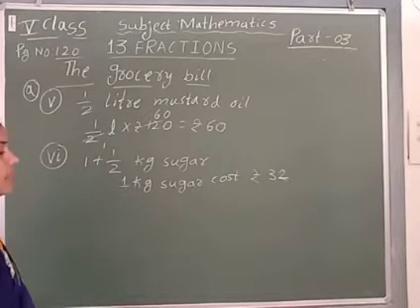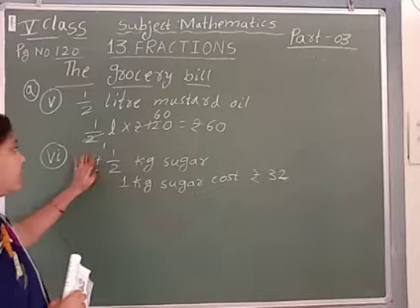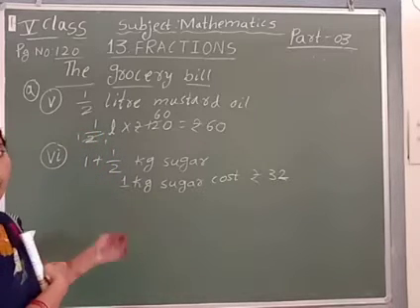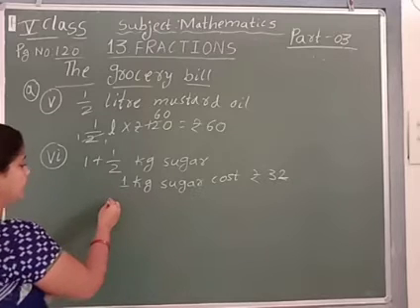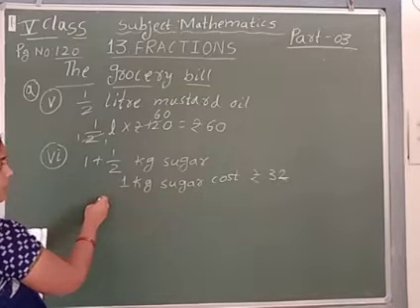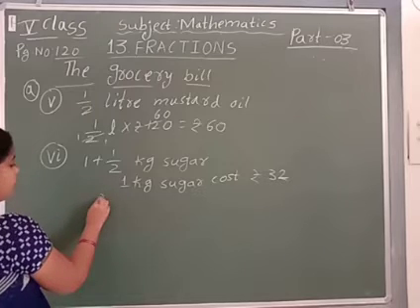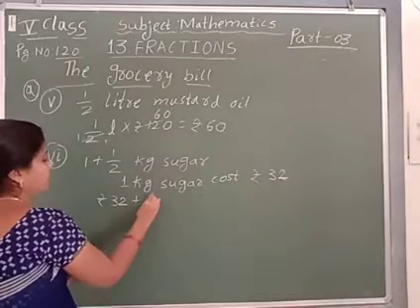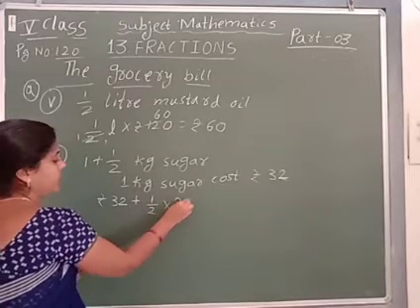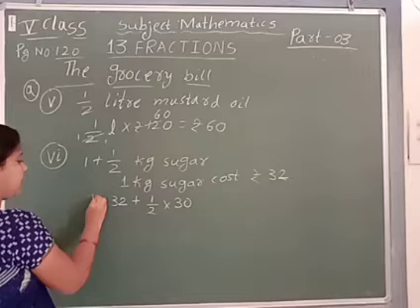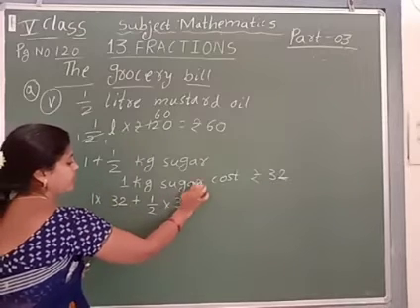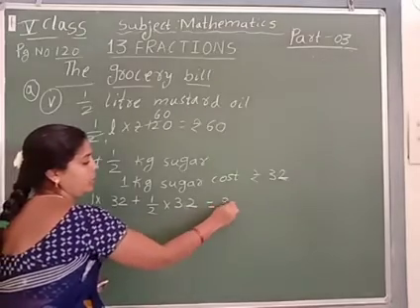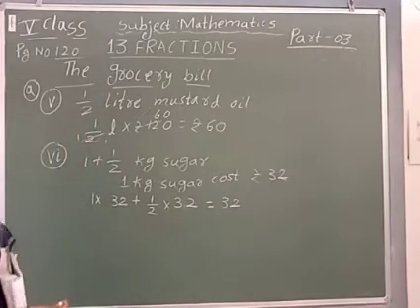See here, 1 plus half kg. This is not just 1 here. So 1 kg means 32 rupees, plus half kg. So half into 32. Yes or no, children? Here 1 into 32 is 32. 1 into any number, that number only comes.